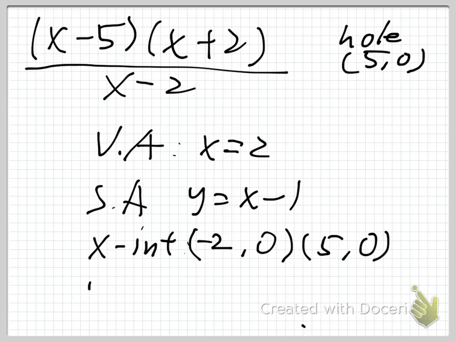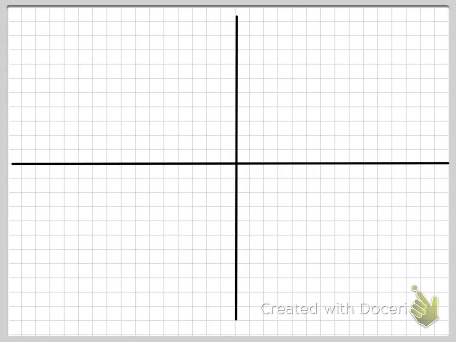And the y-intercept, to find that, we're just going to plug 0 into the function, and we're going to get -5 times 2 over -2. And when you cancel out lots of things, you get an intercept at 5, 0. I mean, yeah, 0, 5. I said that backwards, sorry. We meant 0, 5. Now we're going to graph our function.